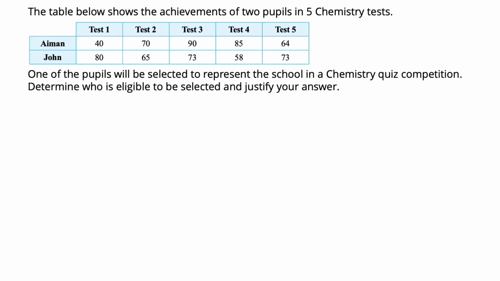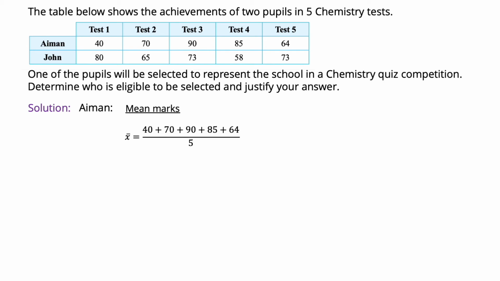The table below shows the achievement of 2 pupils in 5 chemistry tests. One of the pupils will be selected to represent the school in a chemistry quiz competition. Determine who is eligible to be selected and justify your answer. For this question, find the mean mark and the standard deviation of Elaine. The mean is the sum of 40, 70, 90, 85, and 64, then divided by 5. The mean mark for Elaine is 69.8.